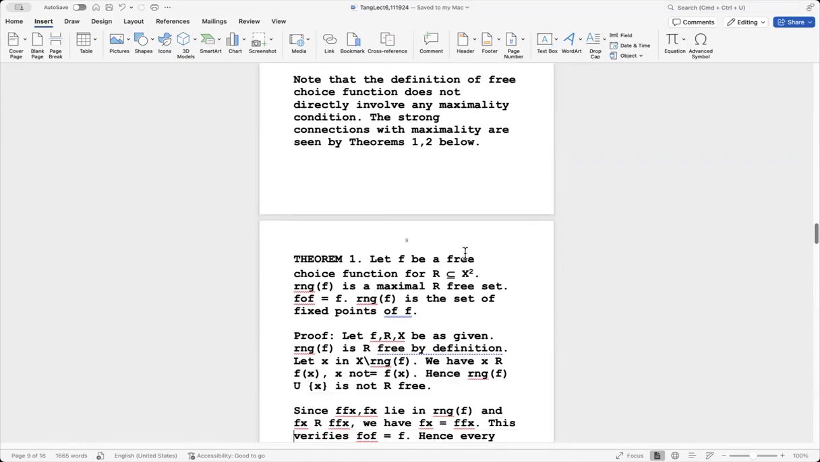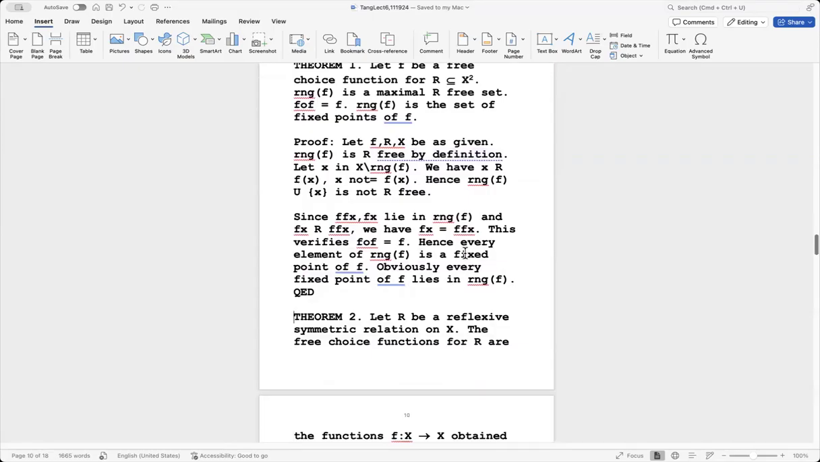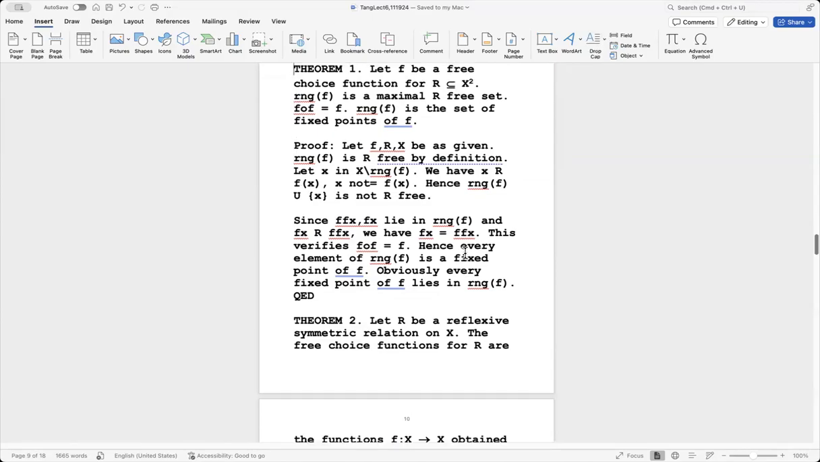So the first theorem is this: if I have a free choice function, the range is a maximal free set. Also, F is idempotent, and the range of F is the set of fixed points of F. All right, so this is proved pretty elementarily.